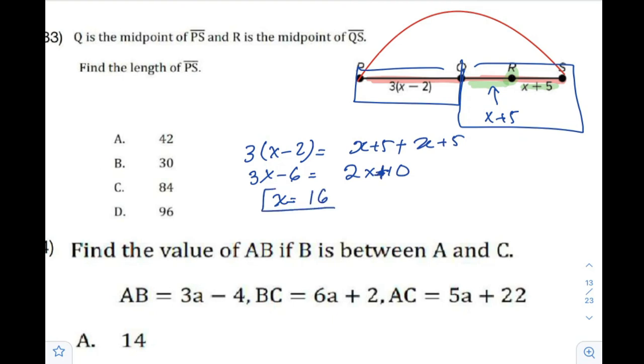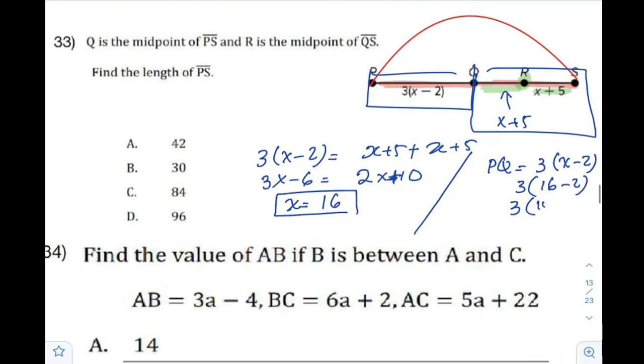x is 16. If x is 16, what is PS? PS, first let's find P, what is this, R? Q. It says Q, right? Okay, Q. Or any one, RS for example, anyway, but I like PQ. If I find PQ, which is 3 times x minus 2, I will replace 16 minus 2, so it is 14. 3 times 14, which is 42.